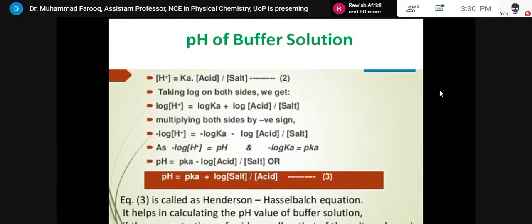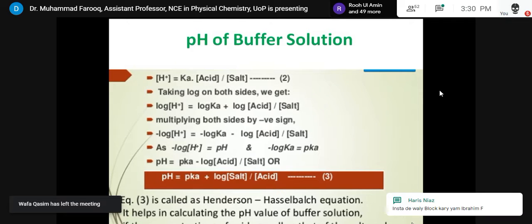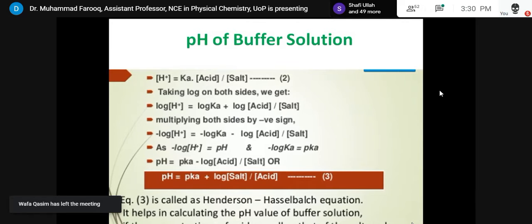Yes, sir, it is clear. Now put the value. So I can write pH is equal to pKa minus log of acid divided by salt. Or pH is equal to pKa, just minus is there, so just reverse. So I can write plus log of salt divided by acid. Before, the salt was in the denominator. If we take it into the numerator, automatically the sign will also change. You can see before it was minus, now it is plus log of salt divided by acid.